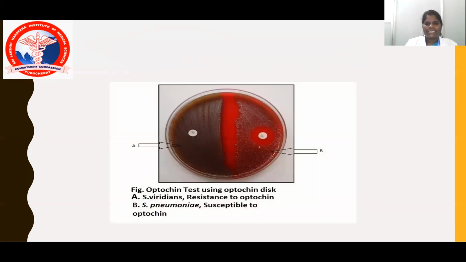So these are the discs which are used to identify or differentiate the bacteria. For example, if there is a clear halo around the disc, that means the organism is sensitive. Here we have kept the optochin disc to differentiate Streptococcus viridans from Streptococcus pneumoniae. This one indicates Streptococcus pneumoniae, and this one indicates Streptococcus viridans, which is resistant to optochin. If it is resistant to optochin, it is Streptococcus viridans. If it is sensitive, it is Streptococcus pneumoniae. So based on the antibiotic disc, we can speciate the organism.